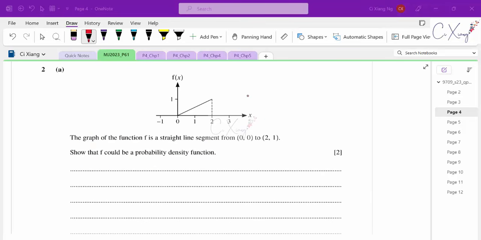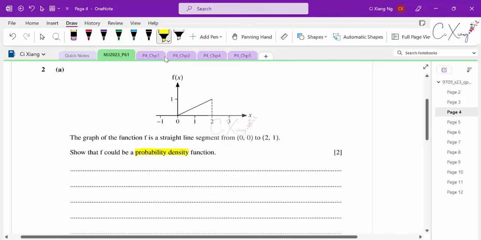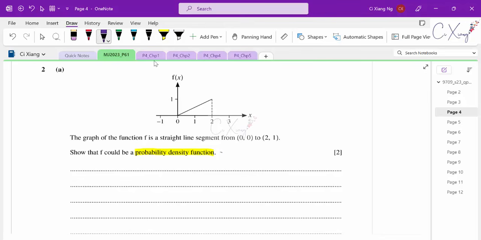Okay, so we come to question number 2. We are given a diagram here, a graph. It shows the function f is a straight line segment from (0, 0) to (2, 1). Show that f could be a probability density function. So they want us to show that f should be a probability density function. To fulfill the criteria of a probability density function, there are basically two. The first one is the function must be positive. And the second one is the total probability, which also means that the area under the graph should be equal to 1.